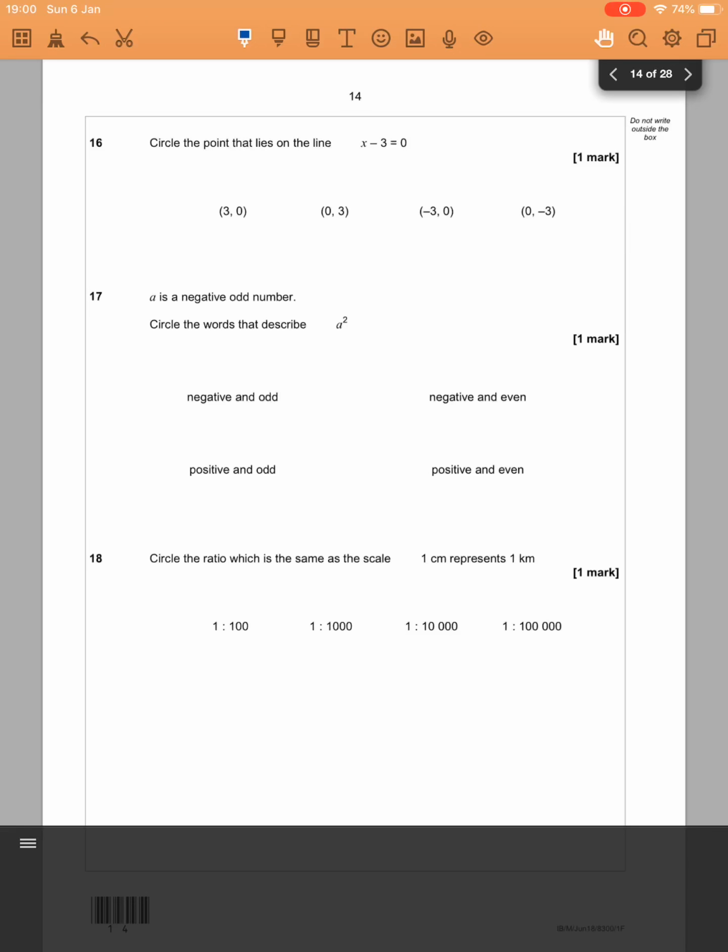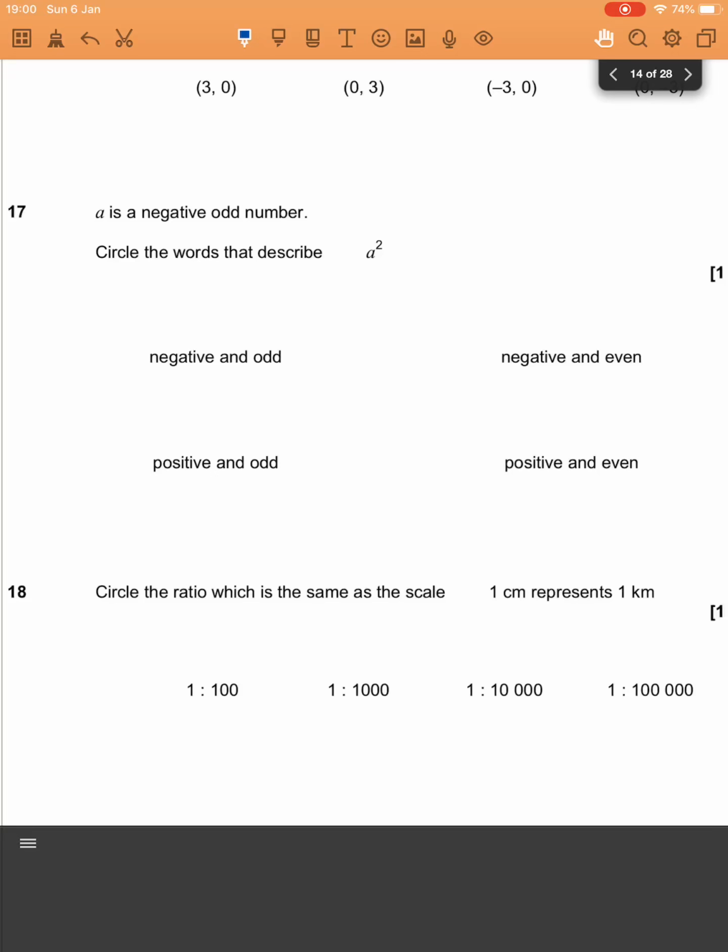Question 17, you're told that a is a negative odd number. Circle a word that describes a squared. So is the answer going to be negative and odd, negative and even, positive and odd, or positive and even? So you could try out a few things to see what works. We're looking for a negative odd number, so pick any negative odd number. Let's say we did negative 3. Well, if we did negative 3 squared, we would multiply it by itself. So that would be negative 3 times negative 3. And what does that give us? Well, negative times a negative makes a positive number, and 3 times 3 is 9.